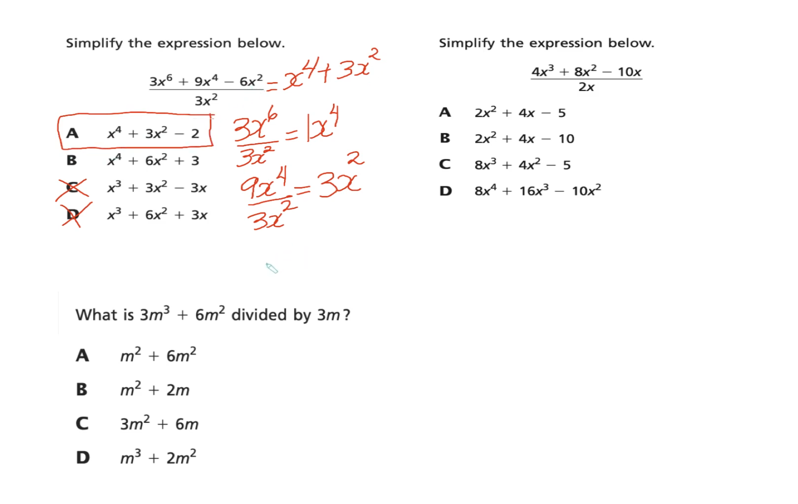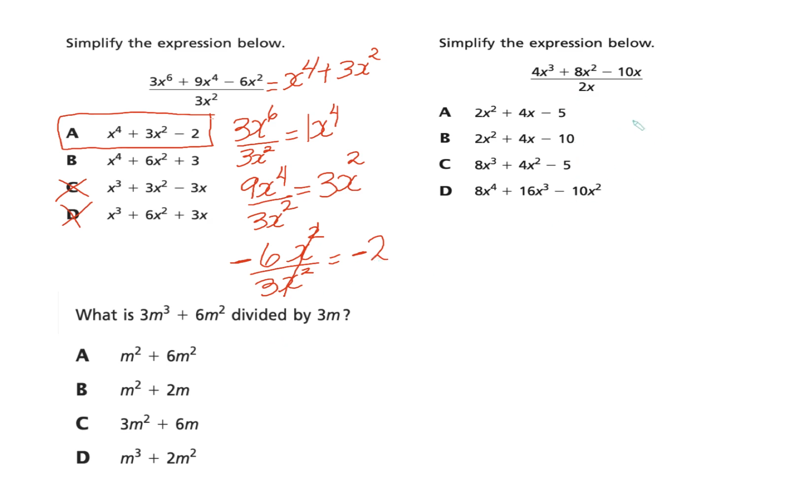However, I'm going to do the last one. So you have negative, don't forget the sign, negative 6x squared divided by 3x squared. Negative 6 divided by 3, negative 2. And remember, both of these are alike. They will cancel each other, so your answer is just negative 2.